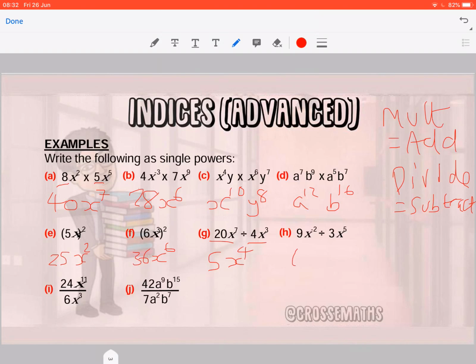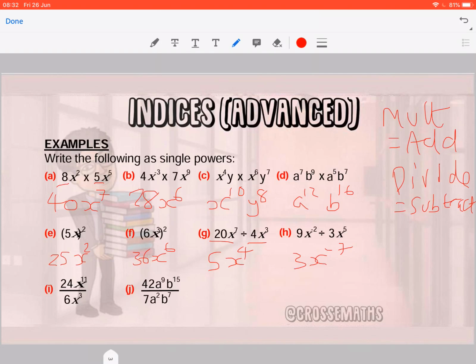9 divided by 3 is 6. x^-2 take away another 5 is x to the power of negative. 9 divided by 3 is not 6. I don't know why I wrote that. Apologies. 9 divided by 3 is 3. x to the minus 2 and x to the 5. If you take them away, you end up with x to the minus 7. So 3x to the minus 7.